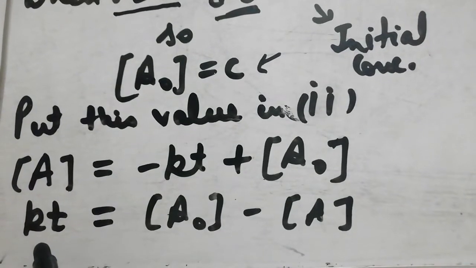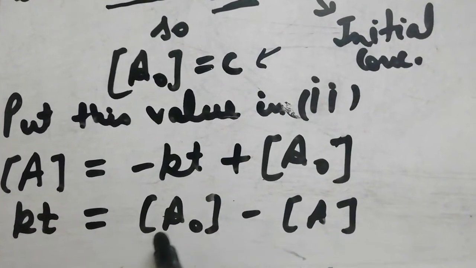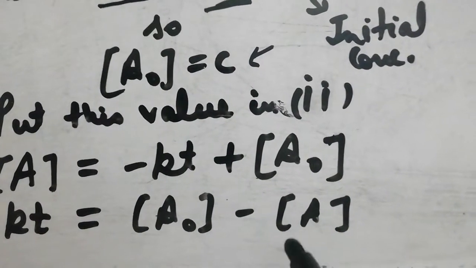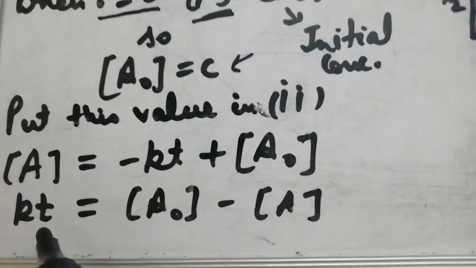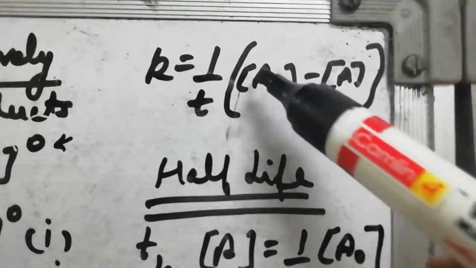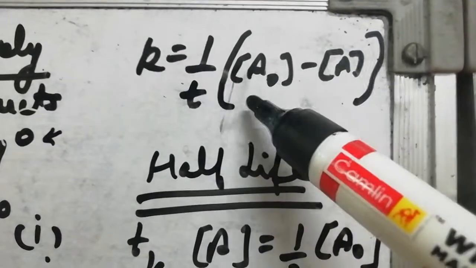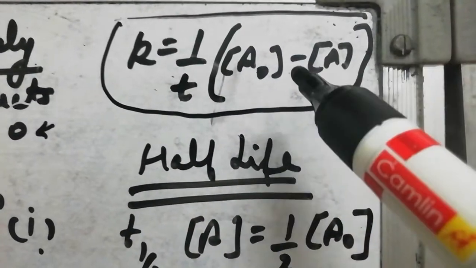So taking A on this side and kt on this side, we will get kt is equal to A naught minus A. Taking time on this side, what equation we will get? We will get k is equal to 1 upon t, big bracket, concentration of A naught minus A. So this is the integrated rate equation for zero order reactions.